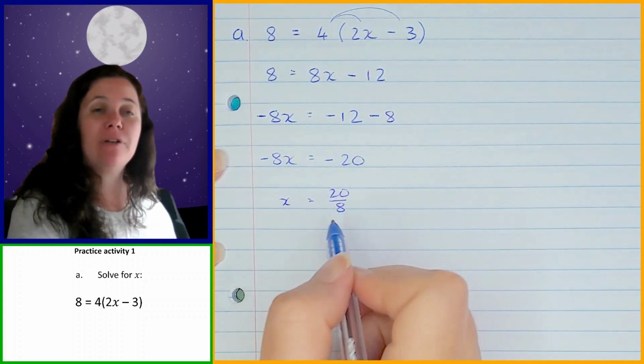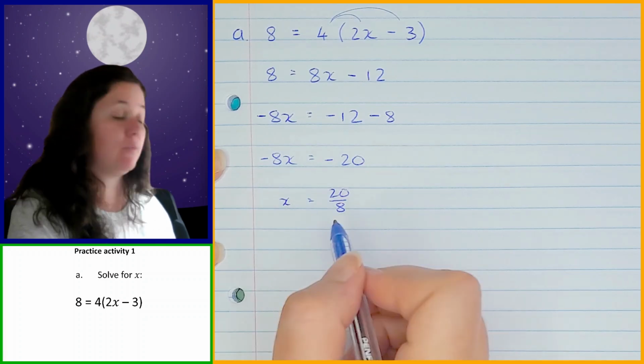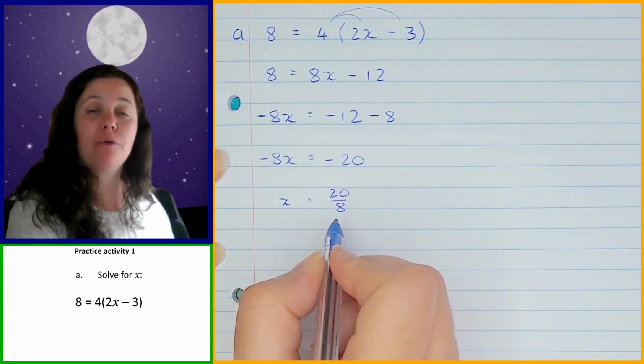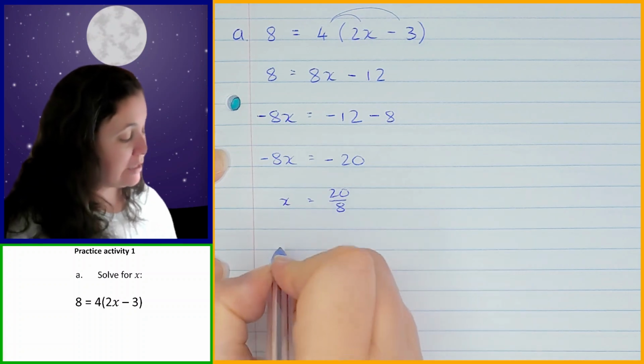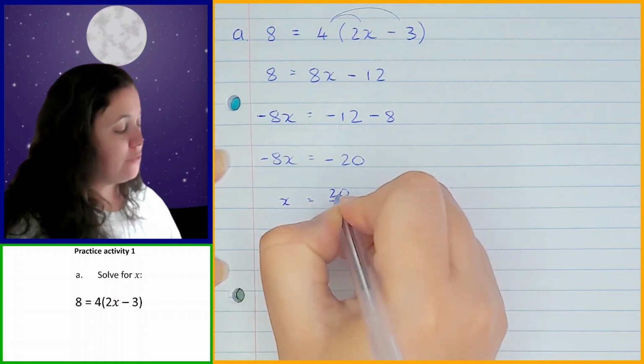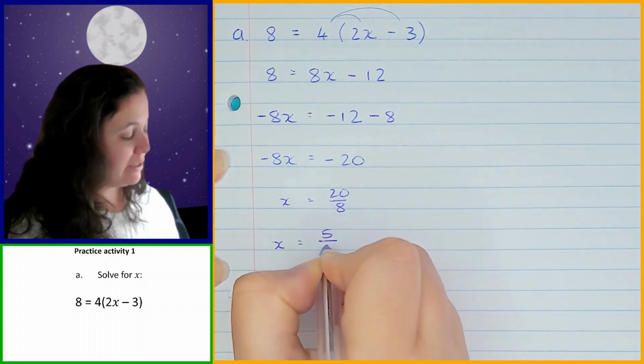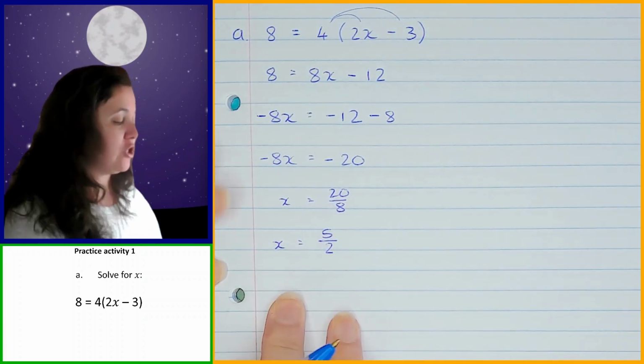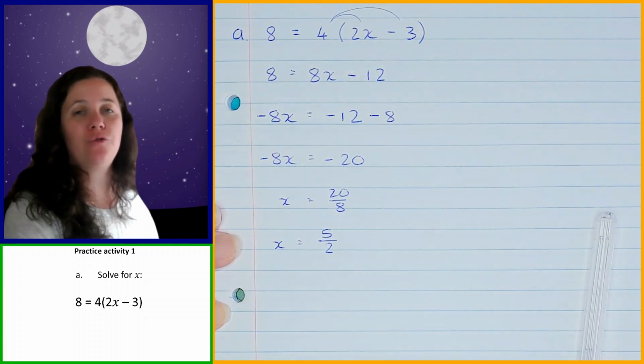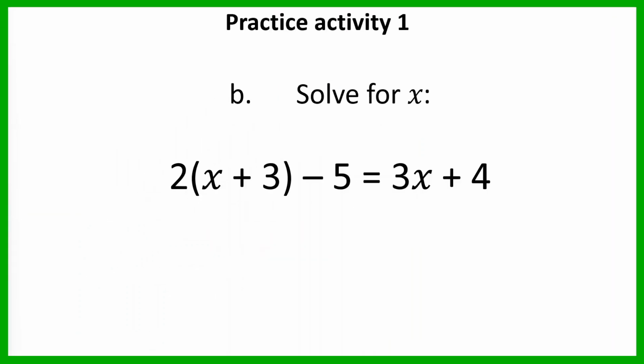Now, I can't leave it as 20 over 8 because that's not simplified. I can simplify that by dividing both the 20 and the 8 by 4. So I'm going to have x equal to 20 divided by 4 is 5, over 8 divided by 4 is 2. So for that question, you should have got 5 over 2 for x. Okay, let's go on to the next one. For question B, we've got 2 times (x plus 3) in brackets minus 5 equal to 3x plus 4. I'm going to give you 1 minute for this question as well.